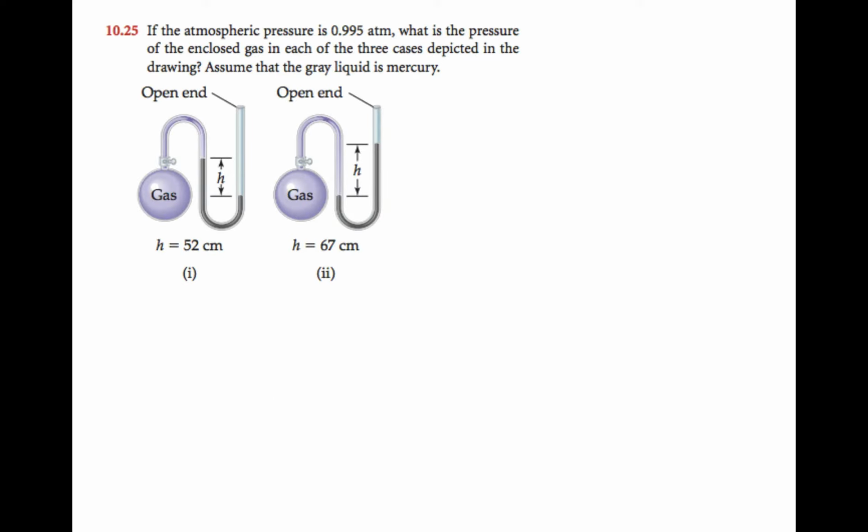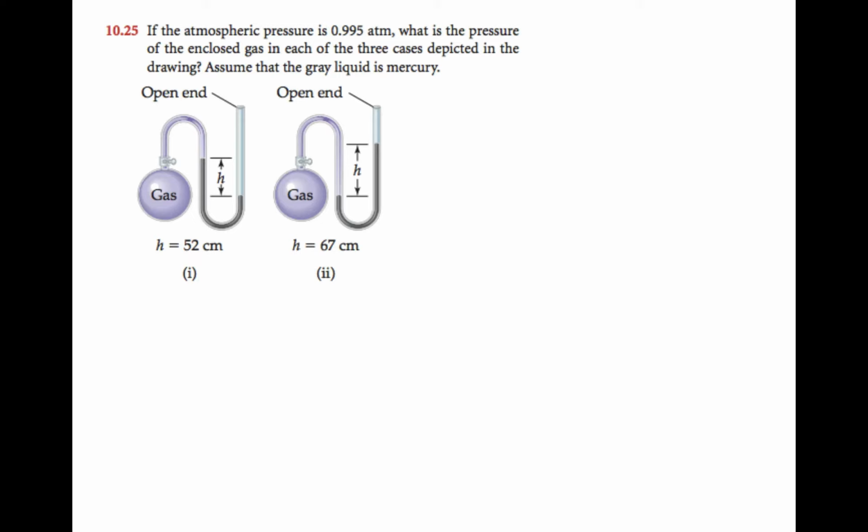This is called a manometer. It was a tool used for measuring gas pressure. If atmospheric pressure is 0.99 atmospheres, what is the pressure in the enclosed end of each of the following 3 cases? Well, we only did 2 of them. Depicted in the drawing. Assume that the gray liquid is mercury.